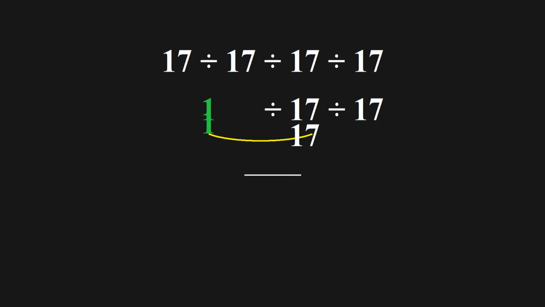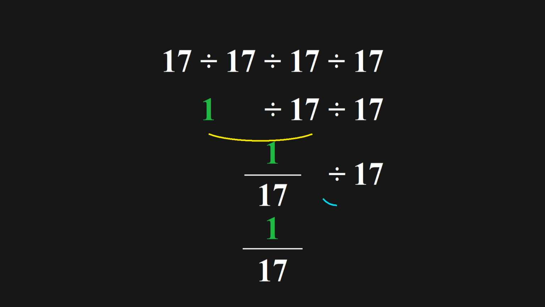So we have first this division: 17 divided by 17 equals 1. So we have 1 divided by 17 divided by 17, and we can write this part as 1 over 17 divided by 17. So we must keep the first fraction 1 over 17 and change division to multiplication times, then flip the second fraction 1 over 17, which equals 1 over 289. And this is our final answer for this problem.